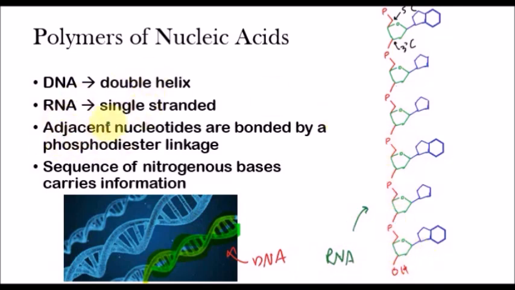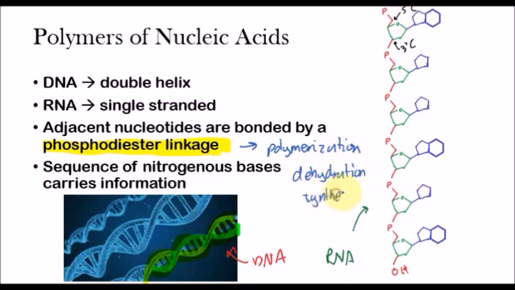So the way this works is that adjacent nucleotides are bonded by what is called a phosphodiester linkage. A phosphodiester linkage, very important. We've talked about all sorts of linkages through this course, like an ester linkage, and I can't remember it from the top of my head, but all these linkages are created by hydrolysis. And these linkages are also created by polymerization, also known as dehydration synthesis.